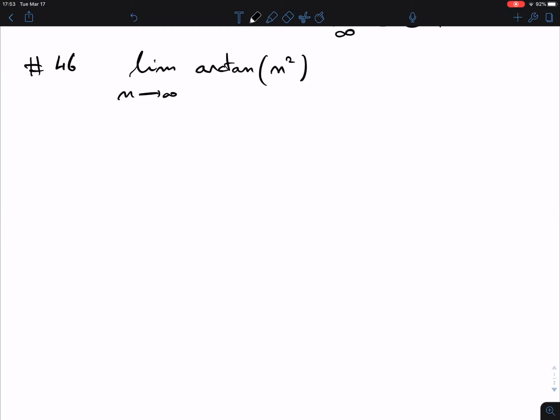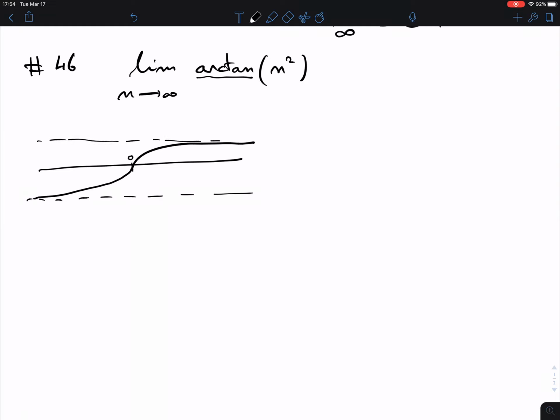what we can do here, well, first of all, we should know what the arctangent looks like. Of course you could graph arctangent n squared too and see what happens, but let's talk about the basic function arctangent. We have now several times discussed this. So here is the origin. It goes something like this. We have an asymptote, in fact two horizontal asymptotes, and they are at minus pi over 2 and pi over 2.